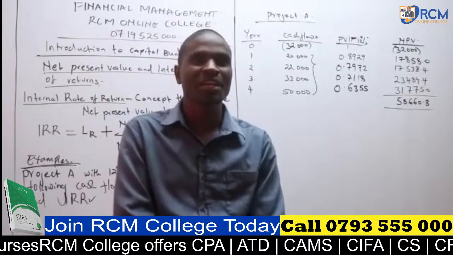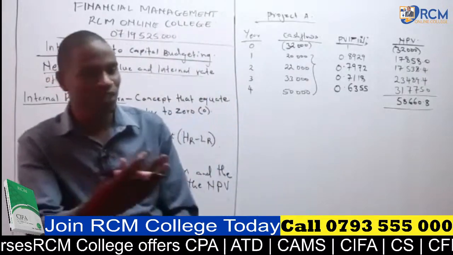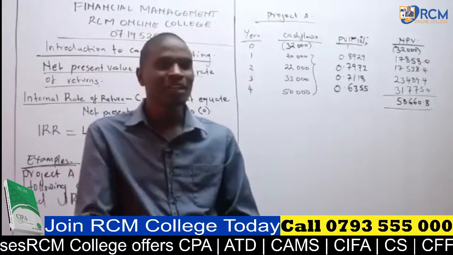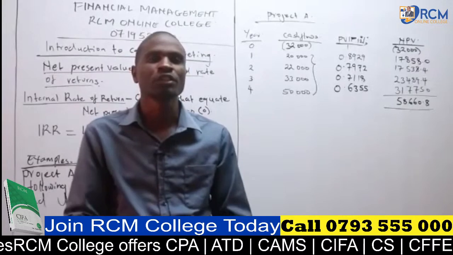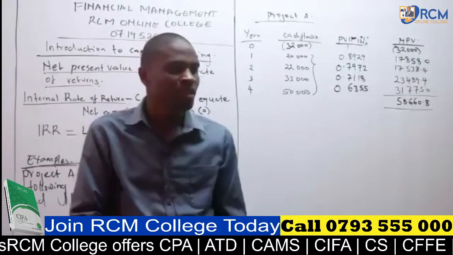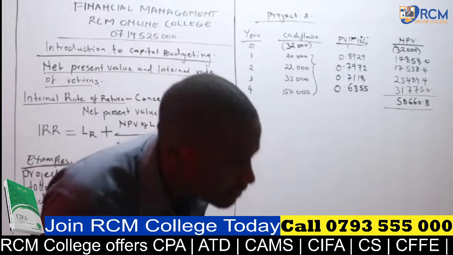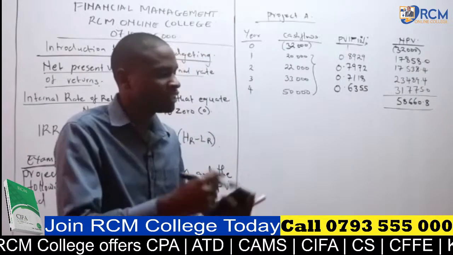Remember, this is a trial and error method. You can tell me a rate at which, when we use it, our NPV is still positive. But what is our objective? Our objective is to get a negative NPV. Now, a higher rate. Yes, a higher rate of how much? Give me the value now.